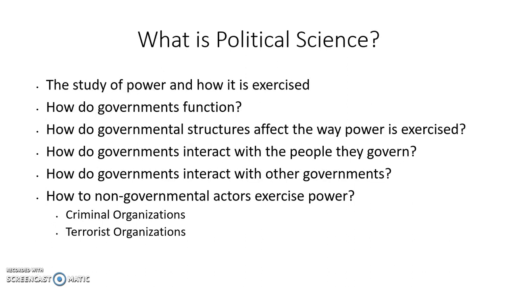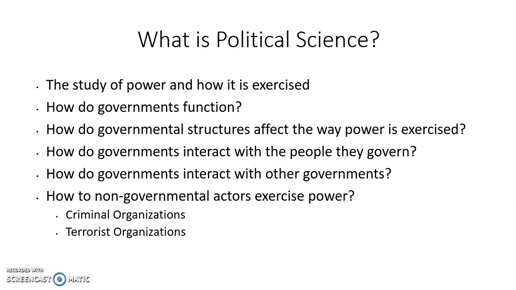Political science at its core is the study of power and how it's exercised. This is an incredibly broad field. One of the ways that power is most commonly exercised is through a government. In many political science courses, you're going to study government. How do governments function? What types of government structures are there, and how do they affect the way power is exercised?